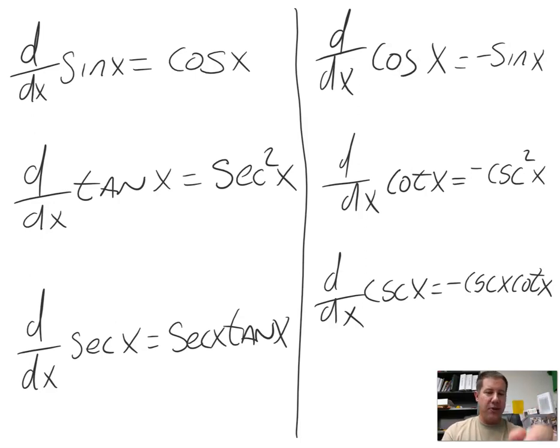I kind of went through them in this order, okay, because you need to memorize all 6. But I'm going to say you really need to memorize 3 of the 6. And if you get these 3 down, then the next 3 kind of come fairly easy, okay?